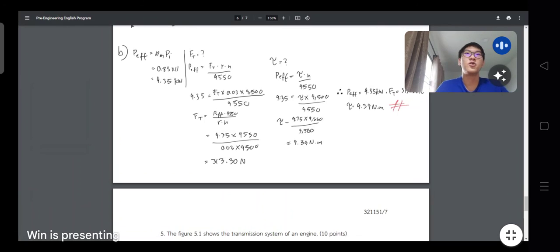Now lastly, for the torque. Since we need to find torque, we have to use P efficiency equals torque times N divided by 9,550. And put the torque at the front, which is equal to 9.35 times 9,550 divided by 9,500. The answer will be 9.39 newton meters. And that is all.